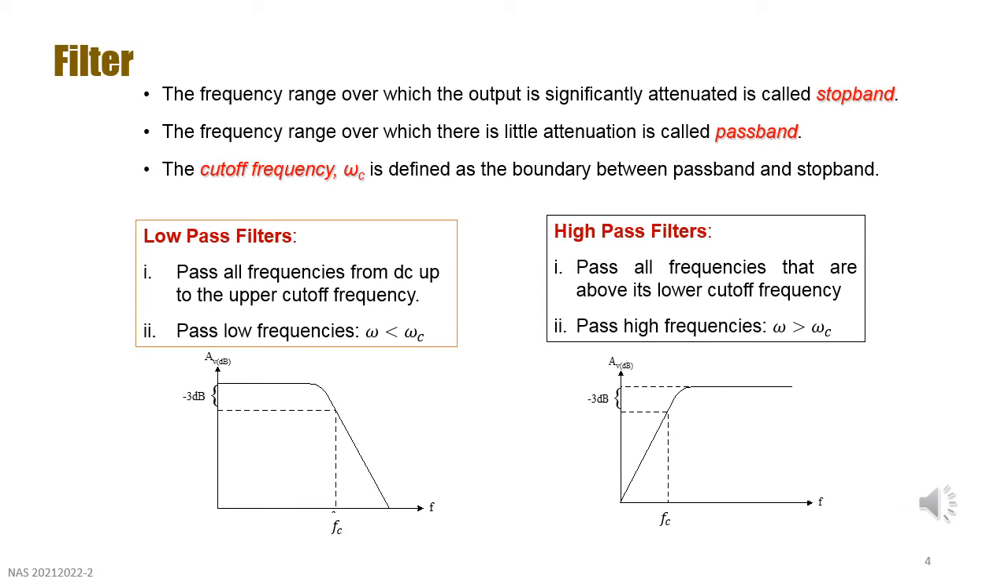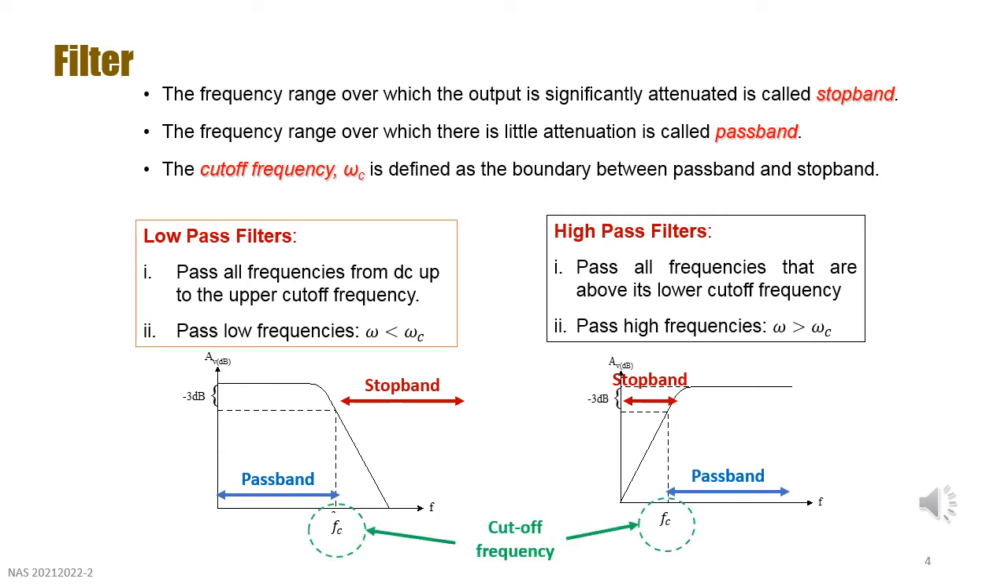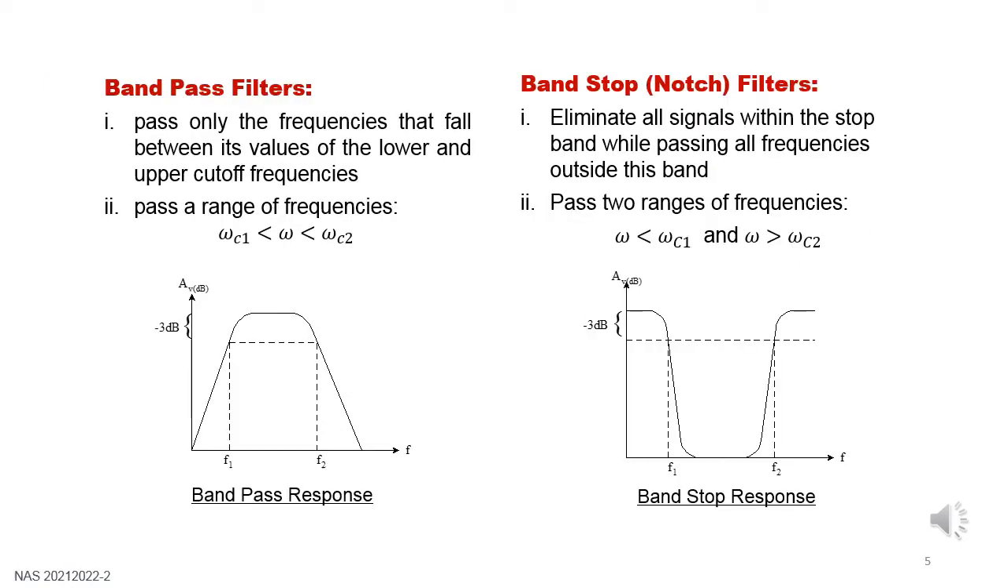The frequency range over which the output is significantly attenuated is called stopband, while the frequency range over which there is little attenuation is called passband. On the other hand, the cutoff frequency, ωC, is defined as the boundary between passband and stopband. Bandpass filter and bandstop filter are dependent on 2 cutoff frequencies. Bandpass filter accepts frequency components or signals within its cutoff frequency limits, while bandstop filter removes signals in between its cutoff frequency limits.